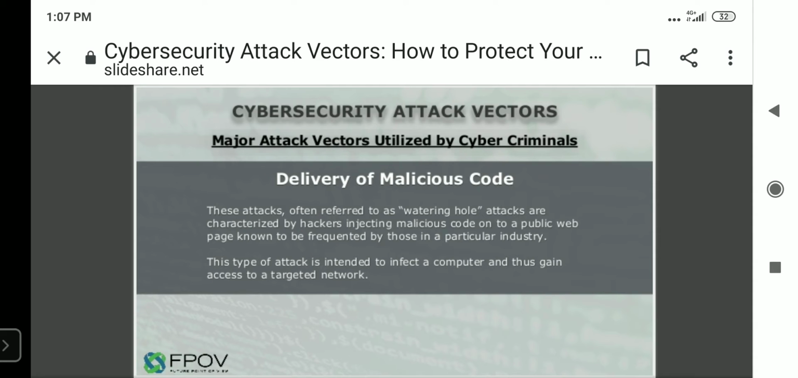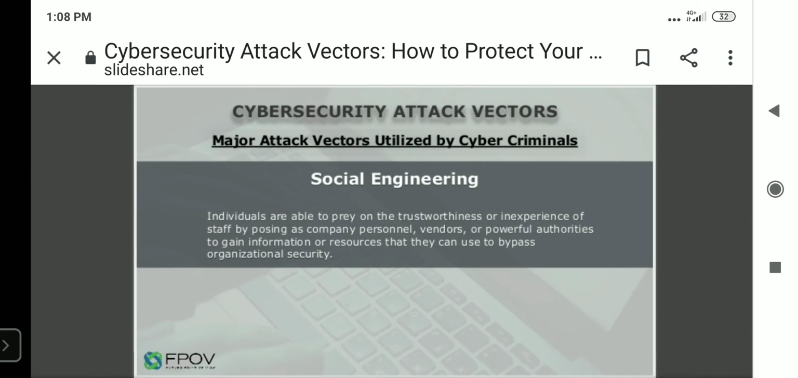Delivery of malicious code is another attack. These attacks are often referred to as watering hole attacks. These attacks are characterized by hackers injecting malicious code onto a public web page known to be frequented by those in a particular industry. This type of attack is intended to infect a computer and thus gain access to a targeted network.